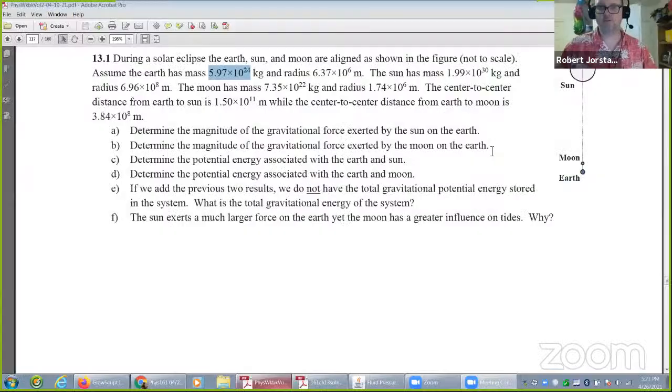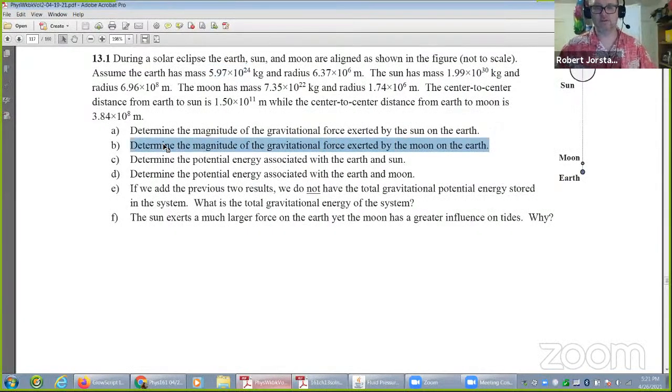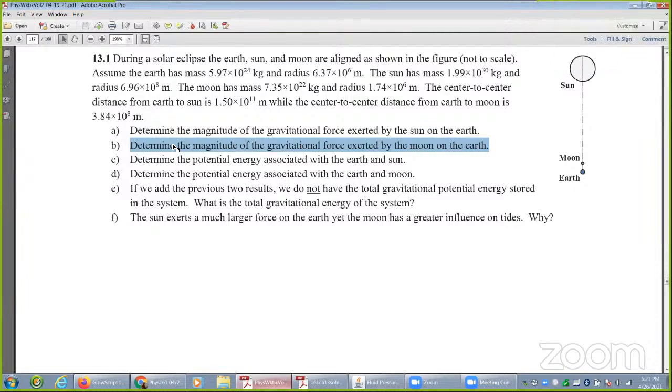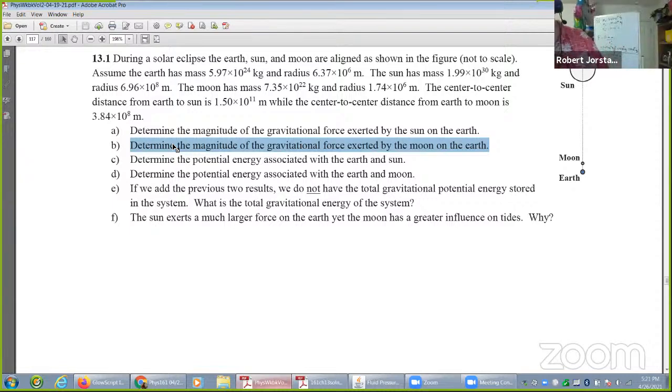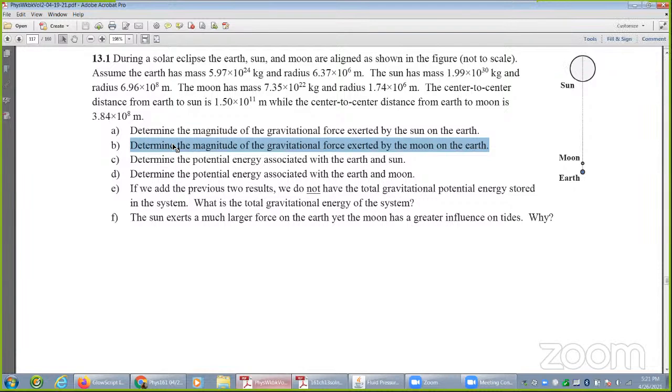If you had to guess, let's look at the next part. I think it's the moon and the earth, right? Which one do you think exerts more force? The moon is a heck of a lot closer, but the sun is a heck of a lot bigger. Which one do you think exerts more force on the earth? The moon. Which object does the earth orbit? There you go. The sun. And so it ends up being the sun.